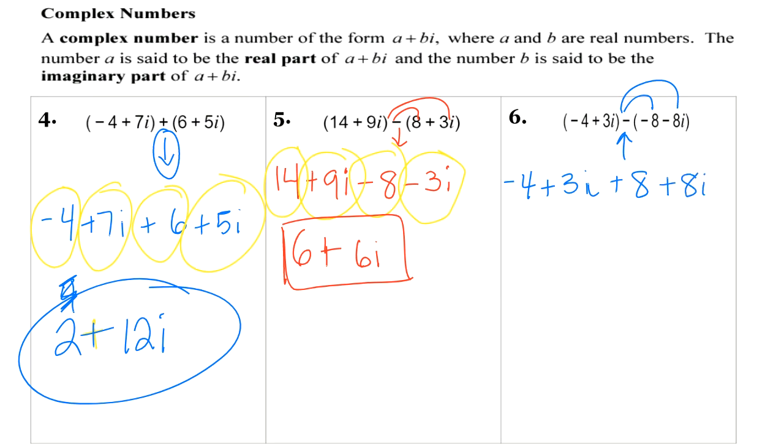And now I just combine like terms. 8 and a -4 is a +4. Got it right this time. And then I have +3i and +8i, 11i.